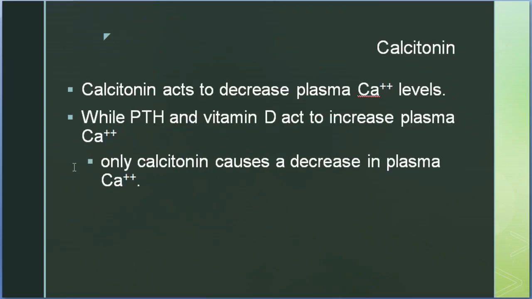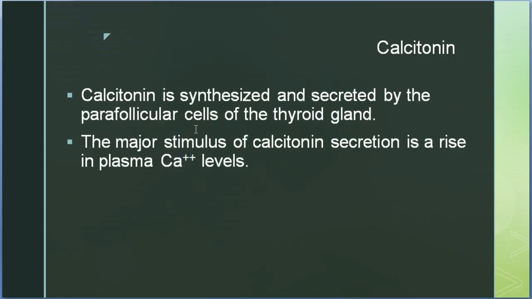Your calcitonin acts to decrease your plasma calcium levels, while your parathyroid hormone and your vitamin D act to increase your plasma calcium. Only calcitonin causes a decrease in your plasma calcium. So you already know about that. Calcitonin is synthesized and secreted by the parafollicular cells of your thyroid gland. The major stimulus of calcitonin secretion is a rise in your plasma calcium levels.